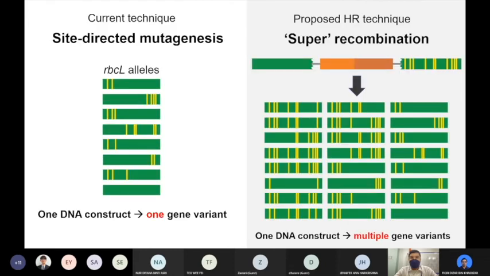If you look at the previous slide, using the current technique of site-directed mutagenesis, you need to design 9 different constructs to test the 9 patterns of mutation sites that you want to look at. But by using this proposed technique, this was done in a single transformation event with 1 DNA construct. And on top of that, the antibiotic resistance marker gene was removed from the final transformants.